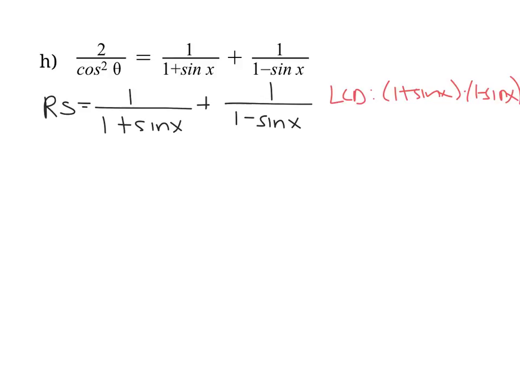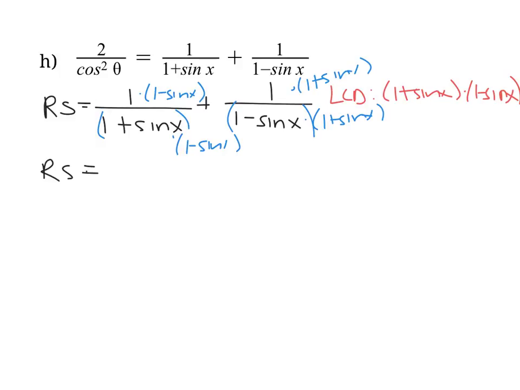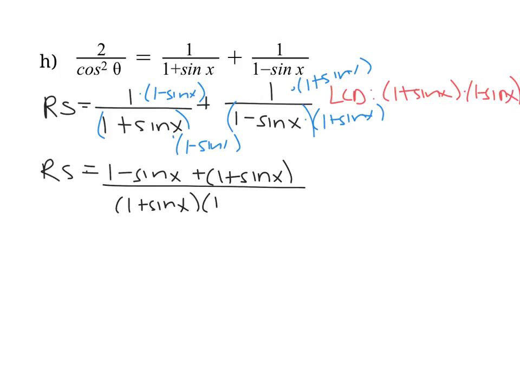So my first fraction, I've got to multiply it by 1 minus sine x. And I'll do the same thing, the denominator times 1 minus sine x. And in my second fraction, I've got to multiply by 1 plus sine x, as well as in the denominator, 1 plus sine x. Okay, so now my first numerator is going to read 1 minus sine x. All I'm doing is distributing this 1 inside the brackets. And then I have plus 1 plus sine x, all over the denominator 1 plus sine x and 1 minus sine x.